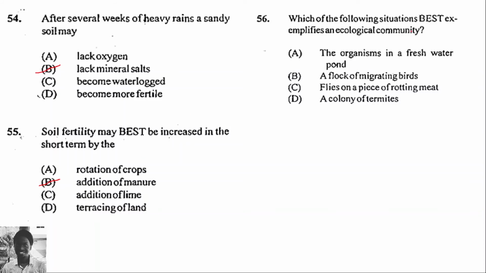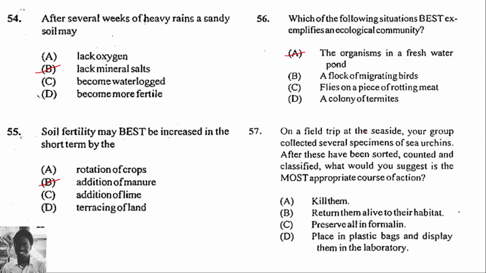Which of the following situations best exemplifies an ecological community? A. The organisms in a freshwater pond. B. A flock of migrating birds. C. Flies on a piece of rotting meat. And D. A colony of termites. Okay, so in an ecological community, you must have more than one population of different species. So that would be the freshwater pond, because you would have different species of organisms in the pond, and you would have them in different populations. So A is our answer here.